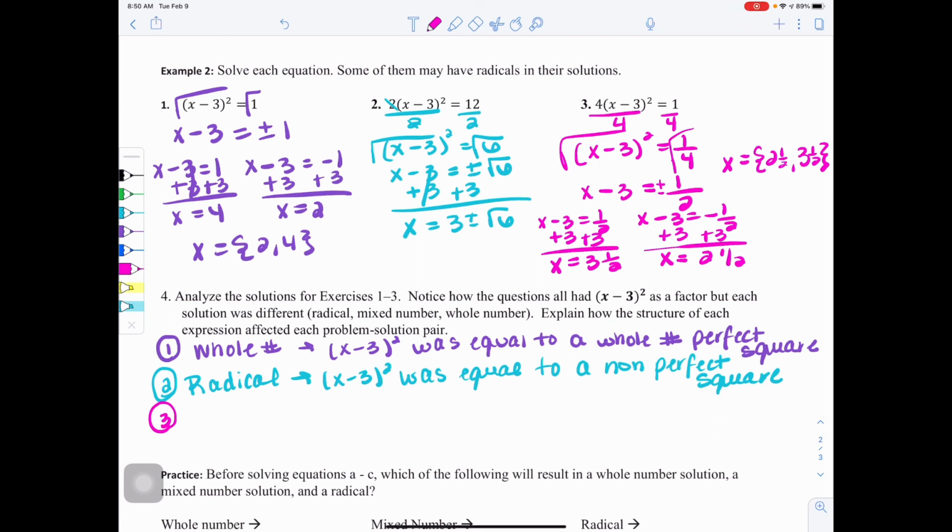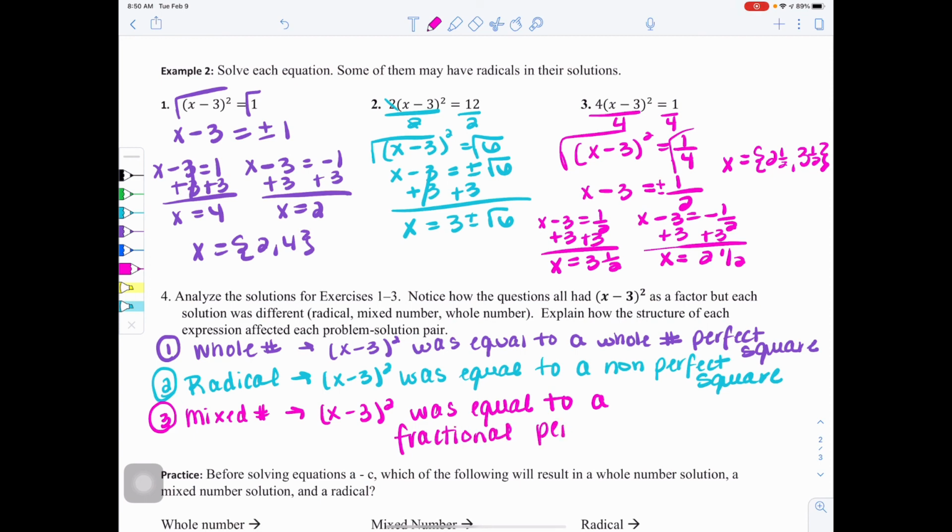under example 2, that answer ended up in a mixed number. And that's because the x minus 3 squared was equal to, let's see what it was equal to. We ended up with 1/4 once we simplified it. So that is a perfect square fraction. So it was equal to a fractional perfect square.